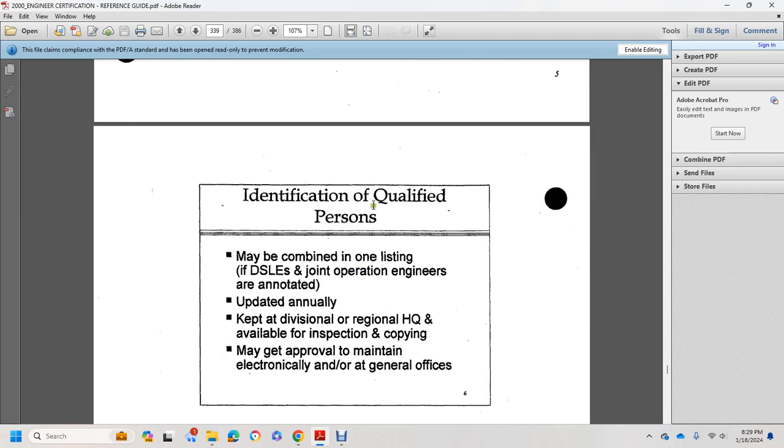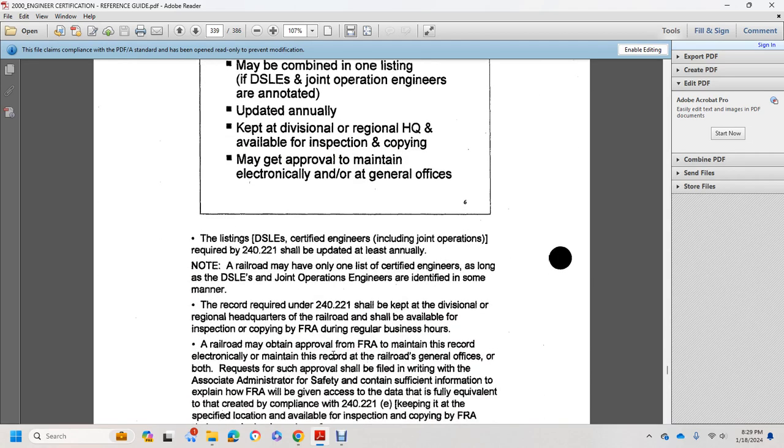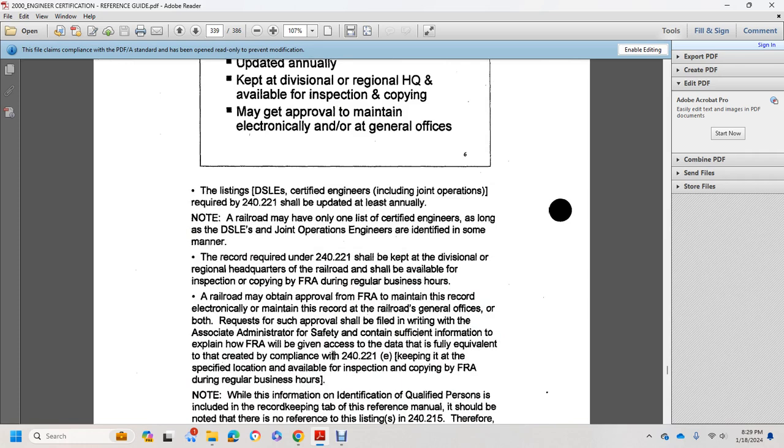The identification of qualified persons may be combined in one listing with the designated supervisors of locomotive engineers and joint operation engineers. The list should be updated annually and kept at the division or regional headquarters; an inspection copy may be maintained electronically at the general office. The listing of designated supervisors of locomotive engineers and certified engineers, including joint operation engineers as required by 240.221, shall be updated at least annually. A railroad may have only one list of certified engineers, as long as the designated supervisors of locomotive engineers and joint operation engineers are identified.